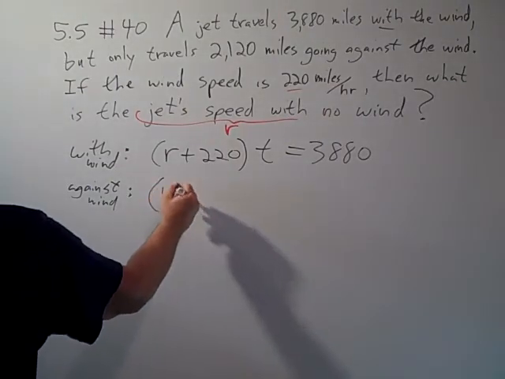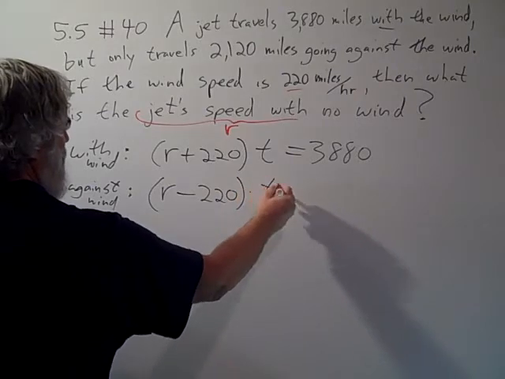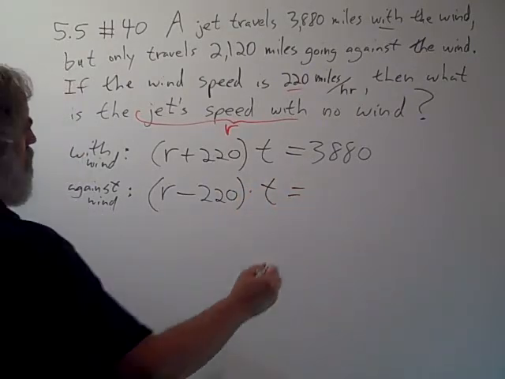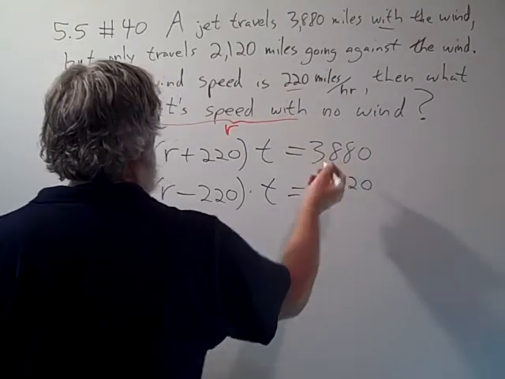Against the wind, the wind is going against us now, so we subtract it, times the same amount of time, and it only goes 2,120 miles.